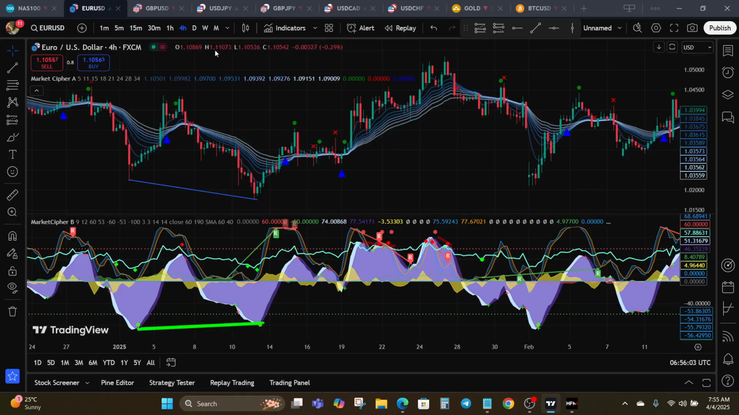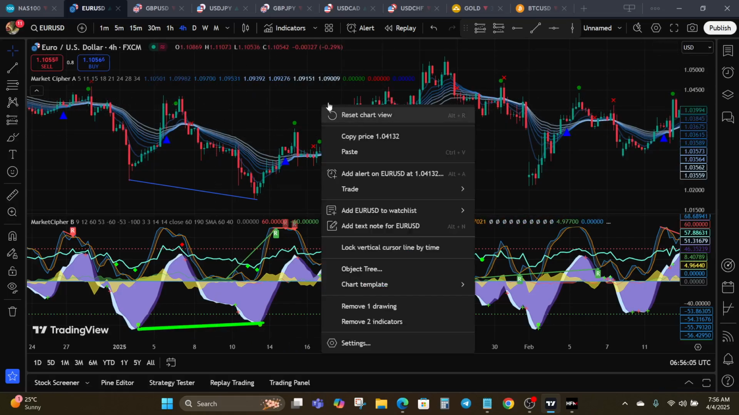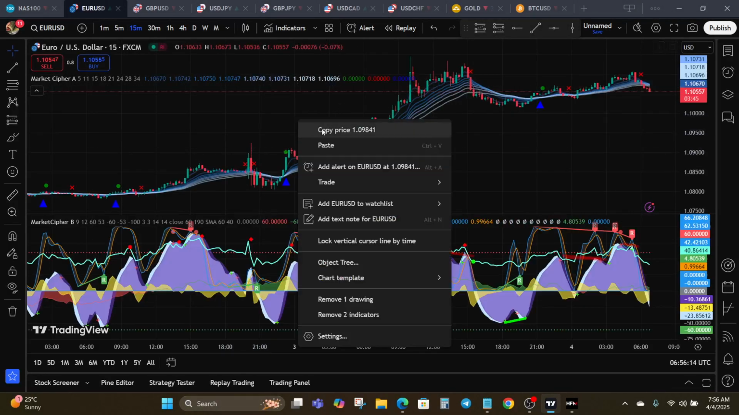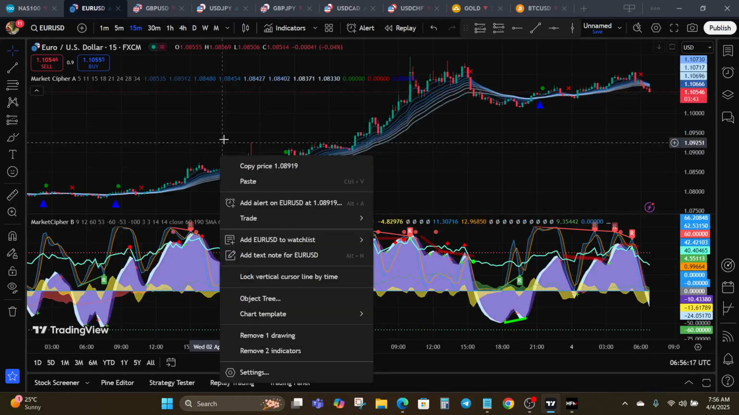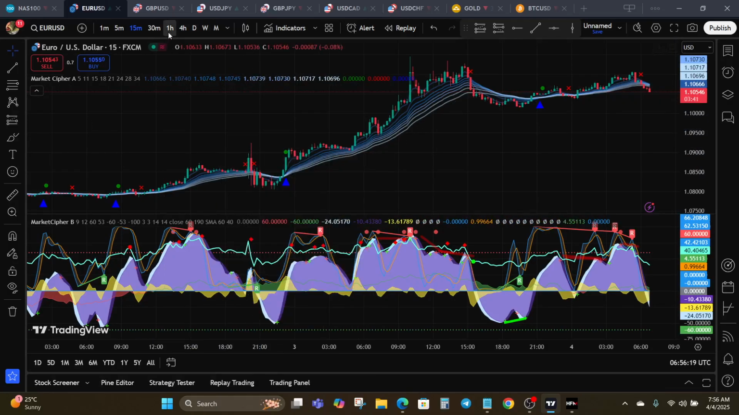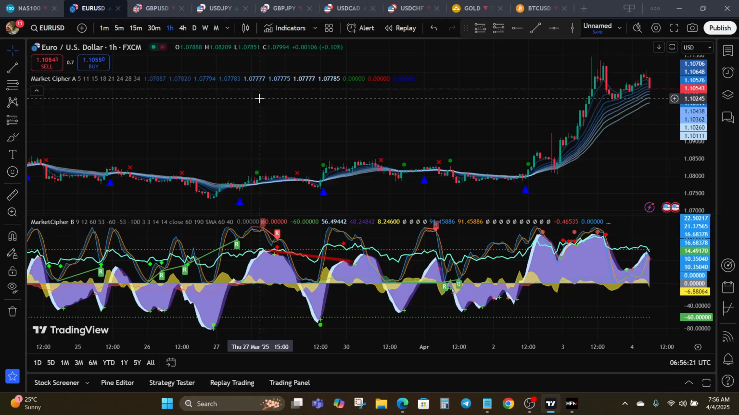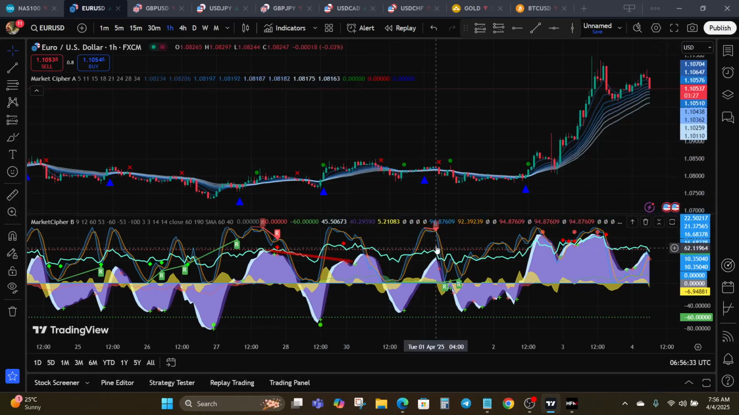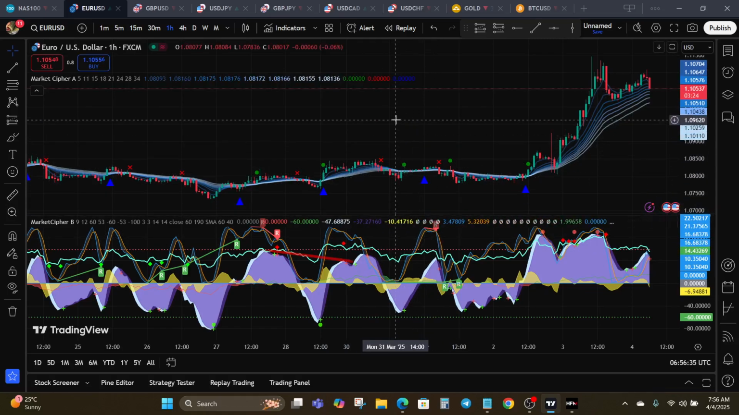Also, always check a higher time frame to confirm trend direction. It's important to look at higher time frames. All right, a bullish signal on the 15-minute chart backed by a bullish structure on the 1 hour is much stronger than taking it blind. Okay, then finally, no indicator is perfect, but Market Cipher A and B give you a huge edge when used properly.